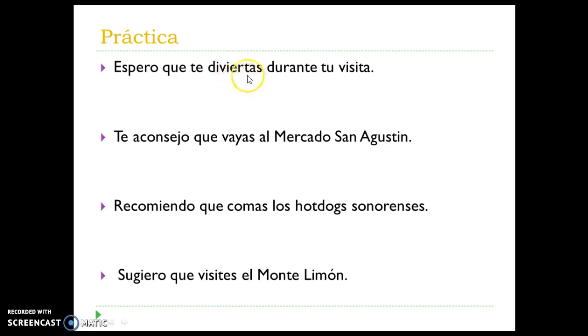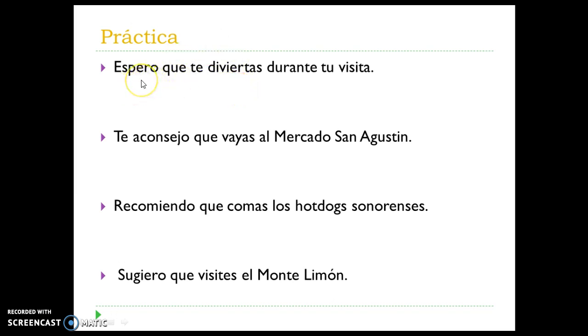Diviertas. The original verb is divertir, and it's an IR verb. That's why it gets changed to an A here. And then we just have the remaining sentence to give us the meaning, the clarification of the sentence. When do you want me to have fun? Oh, during my visit. Okay. So that's our formula. Present indicative, our que, and then present subjunctive.